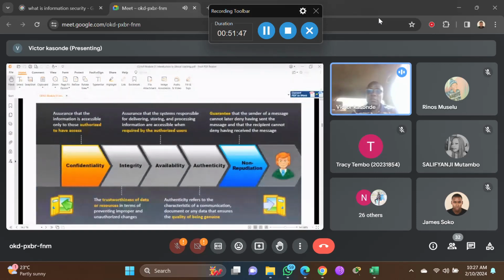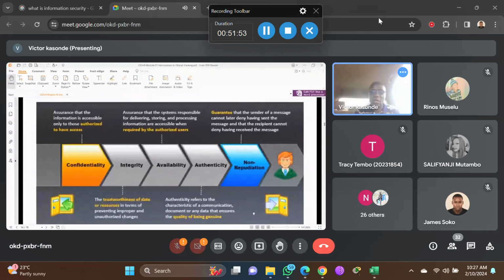Let us look at what we call authenticity. What is this? Authenticity refers to the characteristic of a communication, document, or data that ensures the quality of being genuine. This data, or the information, should be a genuine one. It's not supposed to be a tampered one. So that is authenticity. The data should be a genuine one, not a fake one.